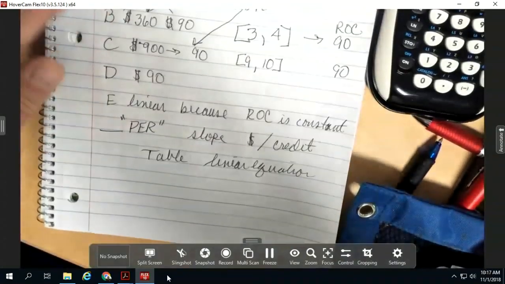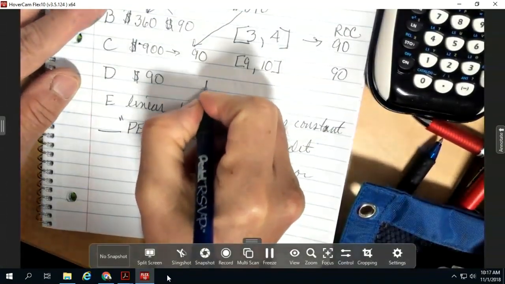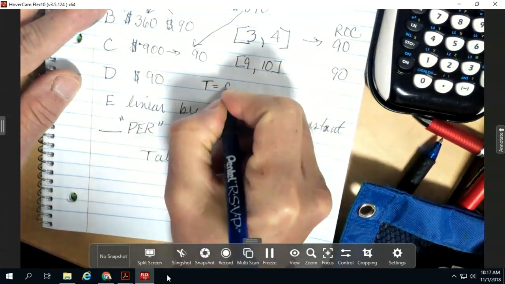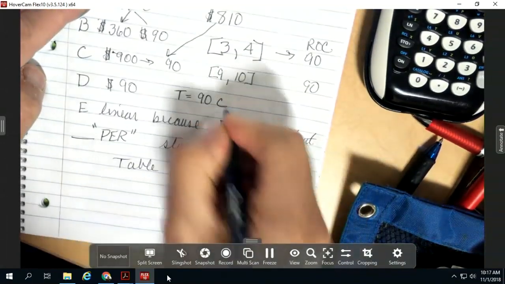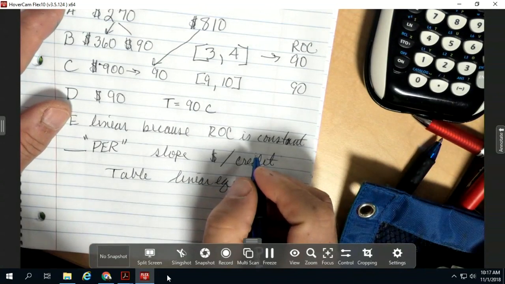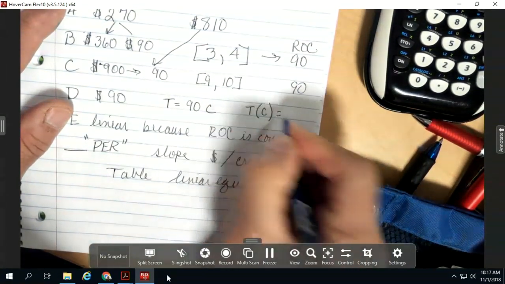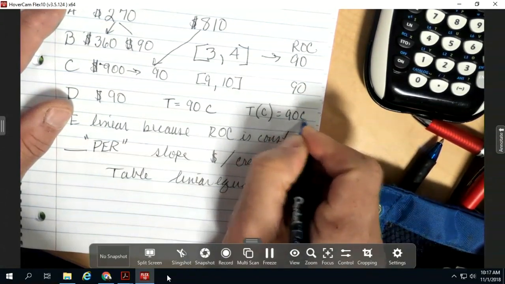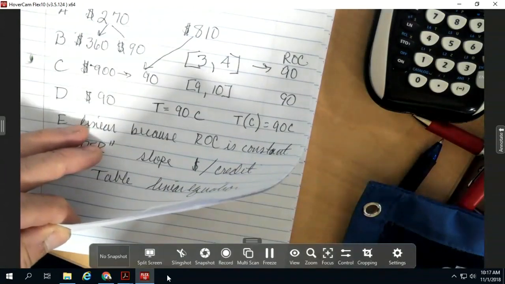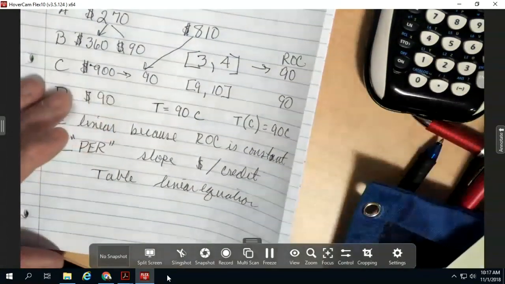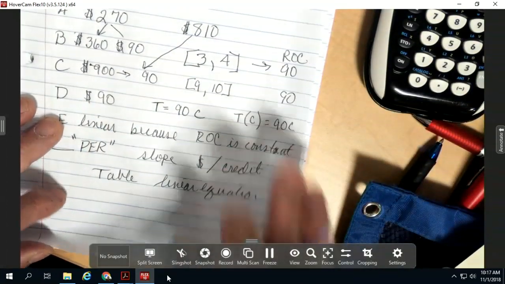Number, to the last part, we should have said tuition is 90 per credit. Or we could say T as a function of credits is 90C. I don't remember if they wanted us to make it a function notation or if they wanted to write it as a function. So we should have written it this way. Okay, next one.